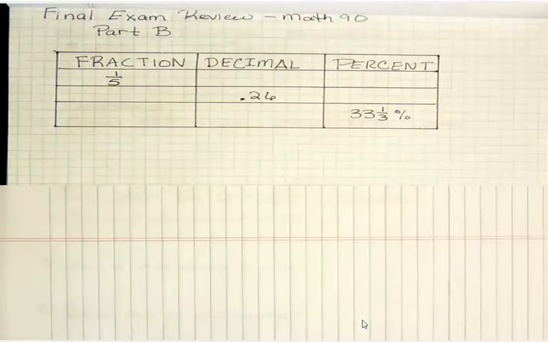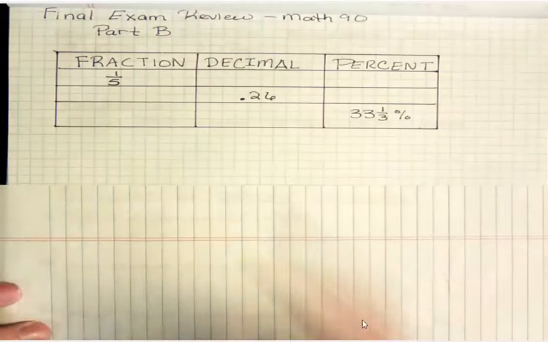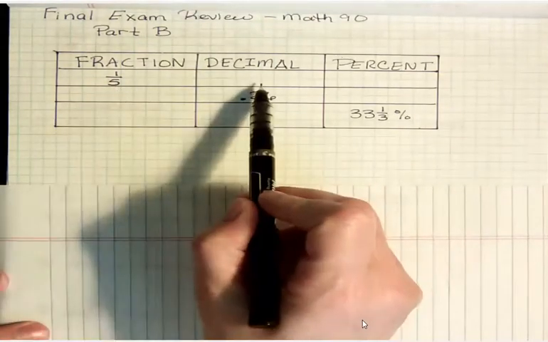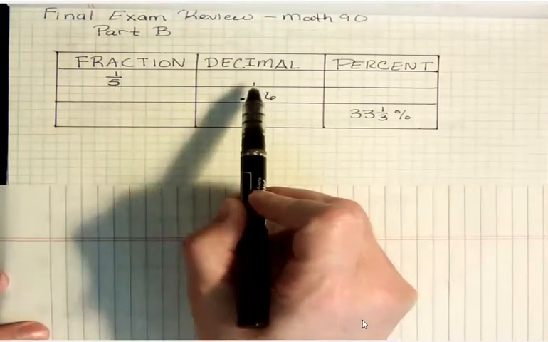The first thing we're going to talk about is changing from fractions into decimals into percents. I set it up in this particular chart in this order because it's the easiest if you have a fraction to change it into a decimal, and then from the decimal change it into a percent.